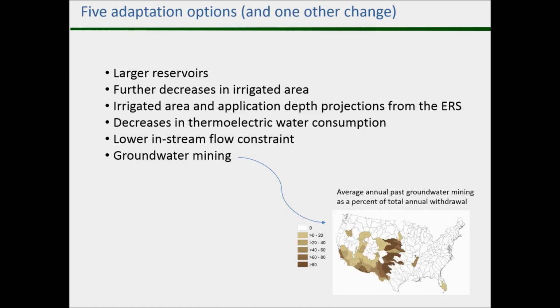The 5th one is to lower the in-stream flow constraint from 10% of mean past flows to just 5%. And the last one is to allow groundwater mining. So to do that, we had to have some estimate of the amount of water that could be mined in a given year or month. I don't have time to go into how we arrived at those levels of possible groundwater mining, but they're based on past levels. And you see in the map in the bottom right the average annual past groundwater mining estimate as a % of total annual withdrawal.